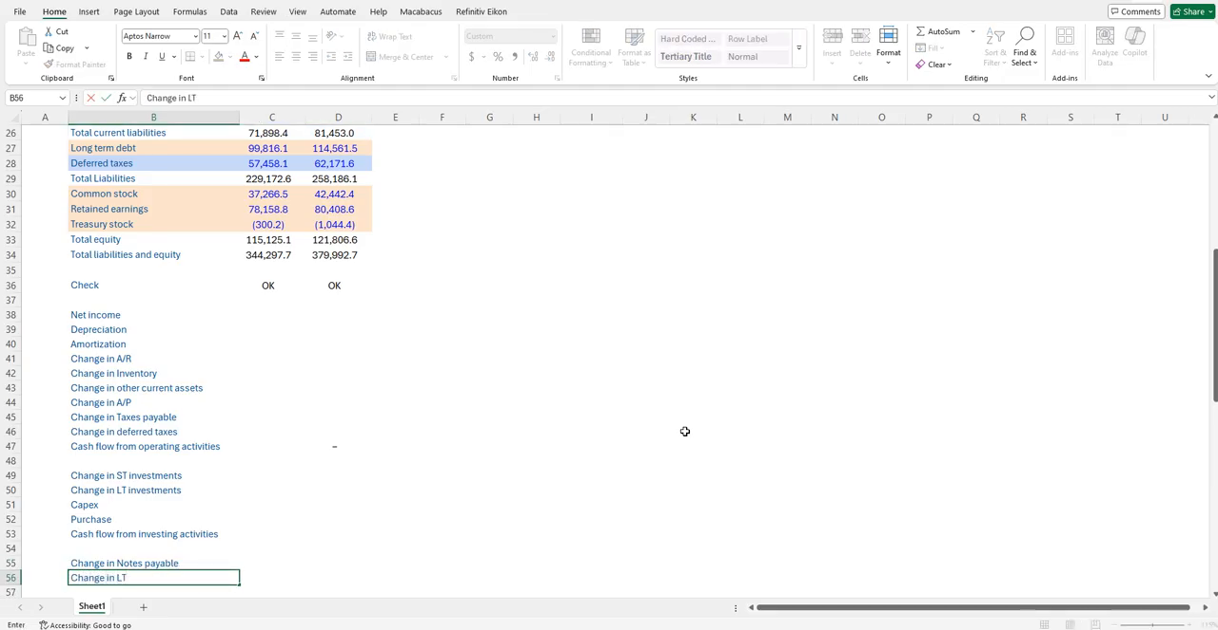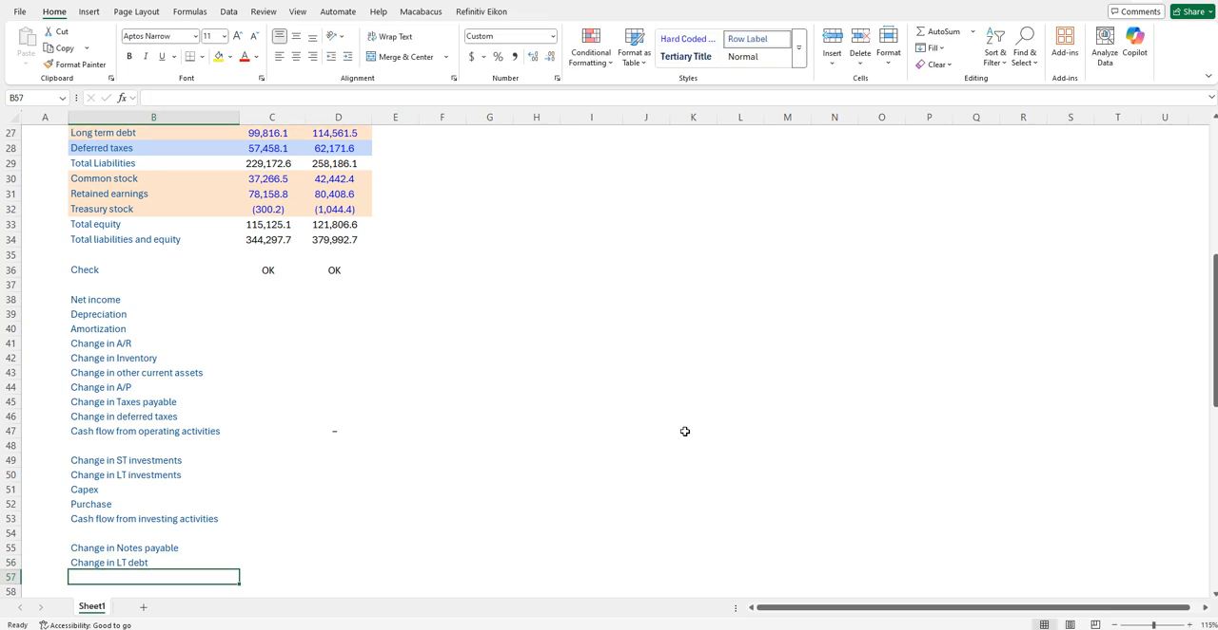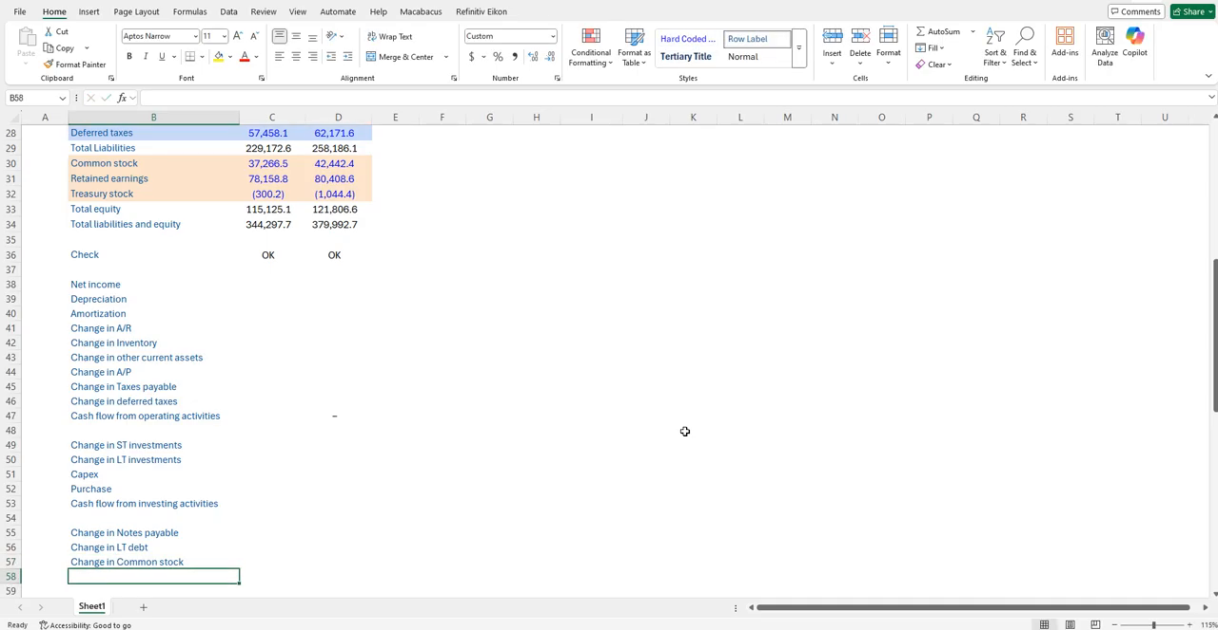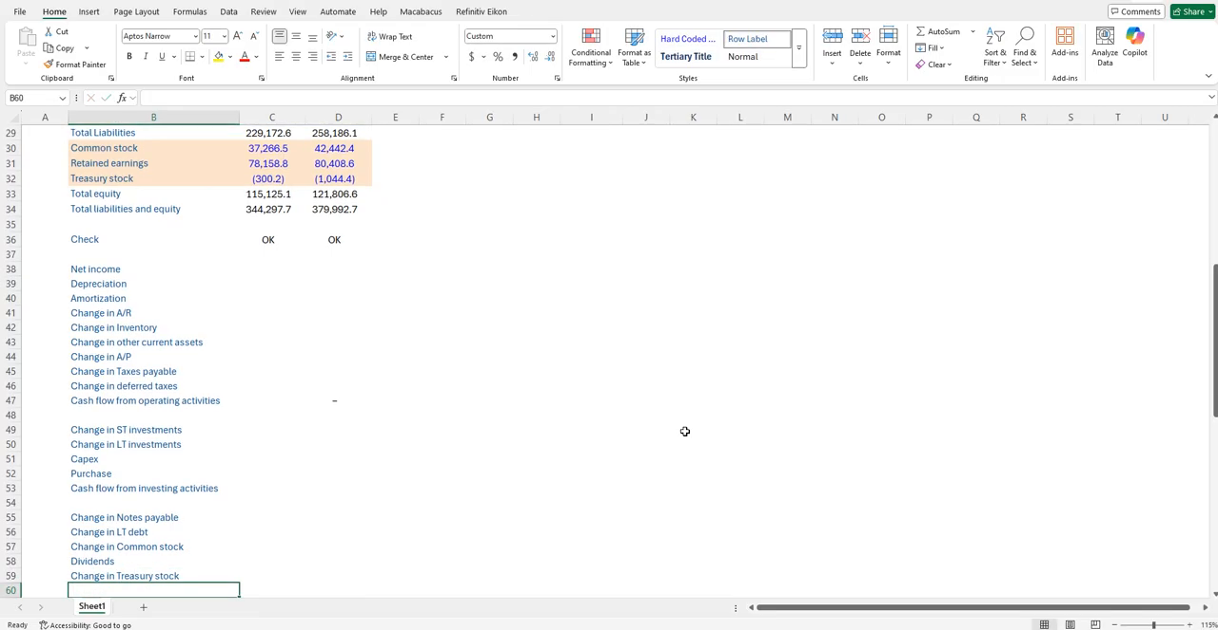The final one is the change in notes payable, right? The change in long-term debt, and these are financing items. The change in common stock, and then the dividends, right? And then the change in treasury stock. And that's the cash flow from financing activities.